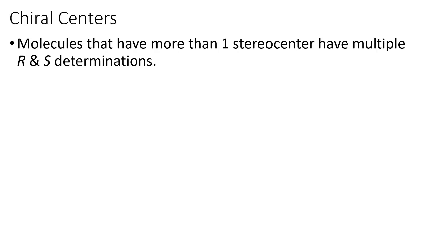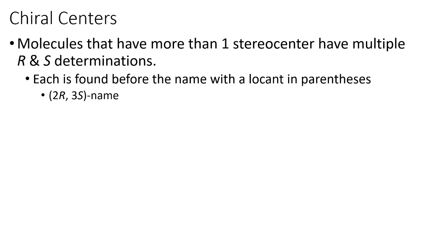So molecules can have more than one stereocenter, so we have to be able to name those as well. And when molecules have more than one stereocenter, we will have multiple R and S designations within our name. Each of them is going to be found before the name with a locant, and we're going to put them in parentheses. So if I have a stereocenter on carbon atom number 2 and one on carbon atom number 3, I would have both of them out front, and I would just put them in numerical order. So it'd be something like 2R, 3S, dash, and then the rest of the name. So all of them go out front with the locant to tell you which stereocenter is which designation.